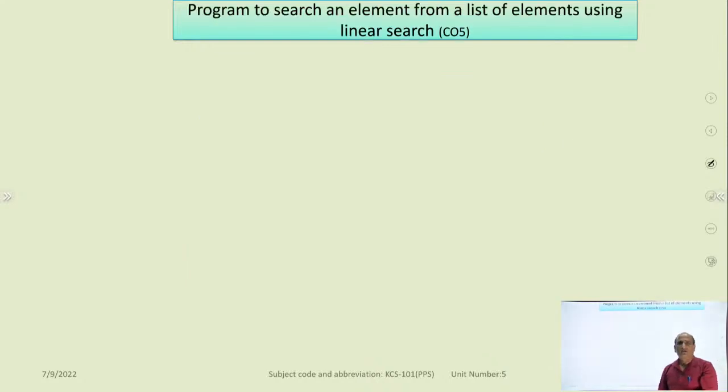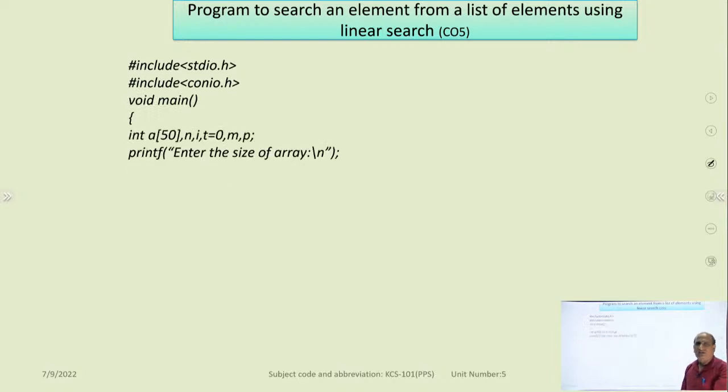So let's write a code for this same logic. Firstly, I have declared an array of, let us say, 50 size, where I will store the set of elements in which I want to find whether the element is available or not. This n is the number of elements that we will store in this array. So we enter the size of the array, and this size is stored in this n variable, meaning n number of elements will be stored in this A array.